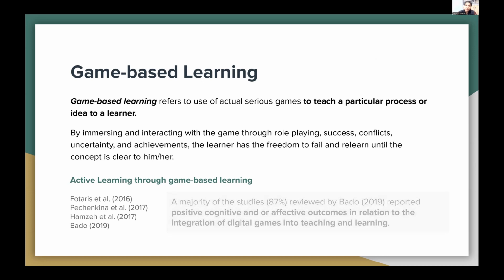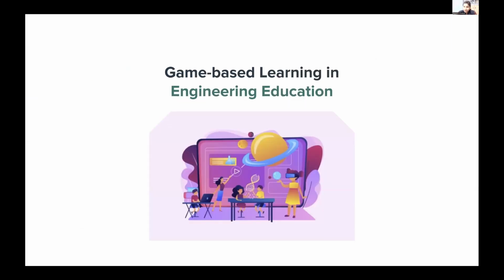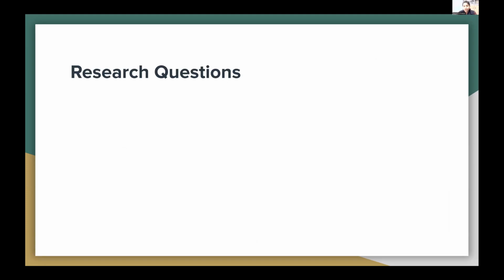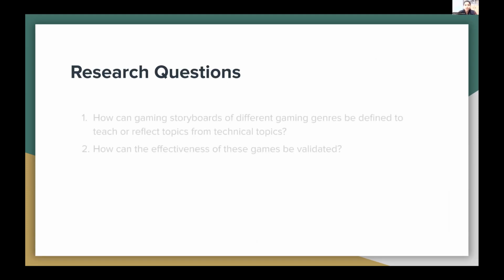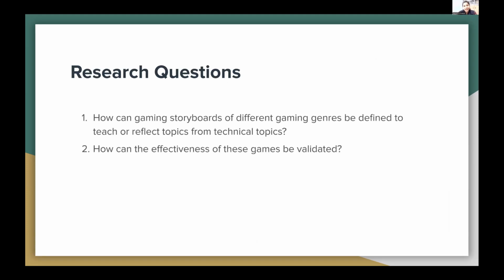So if I talk about game-based learning from an electrical engineering point of view, as an instructor for first-year students, I wanted to find out how exactly gaming storyboards can be designed for different genres of game. So there are different types of games, right? Different genres. Like Subway Surfer is a platformer genre of game. Then you've got role-playing games. Then you've got shooting games. There are different genres of games. You can choose any of those genres for your experience.